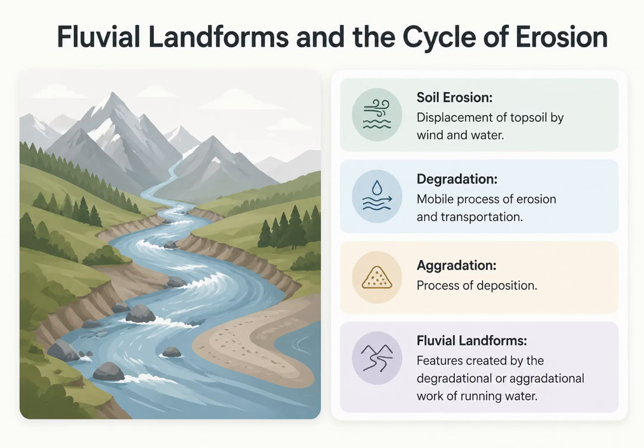Moving right into the cycle of erosion, we see that soil erosion is the fundamental loosening and displacement of topsoil. This can be a slow, natural geological process, or it can be rapidly accelerated by human activities like deforestation. When we look at weathering and erosion, they lead to two simultaneous processes: degradation, which is the wearing down and transporting of material, and aggradation, which is the building up of material through deposition. The specific landforms created by this running water are what we call fluvial landforms.